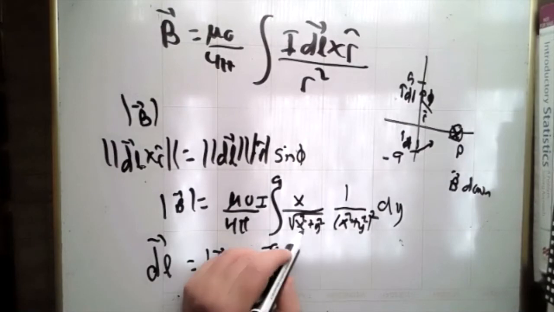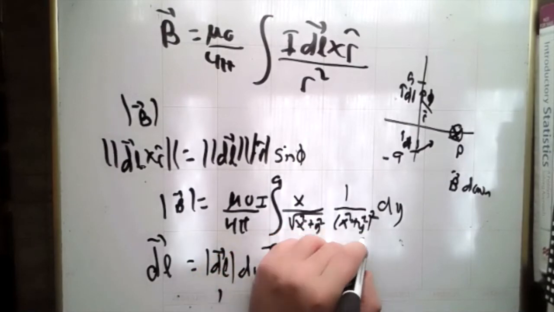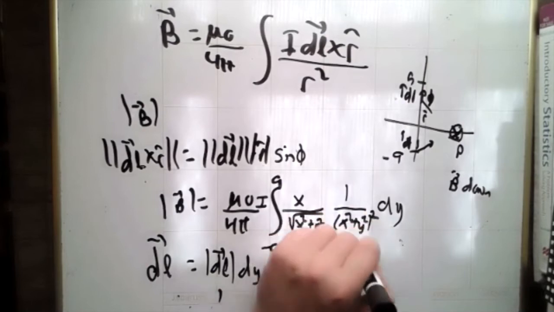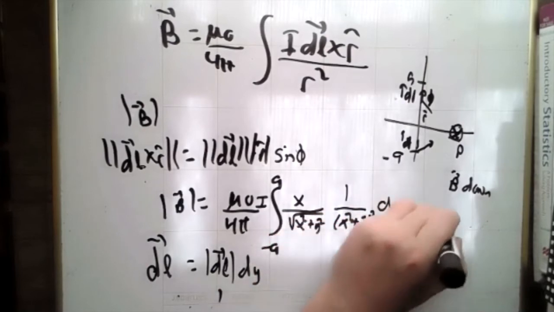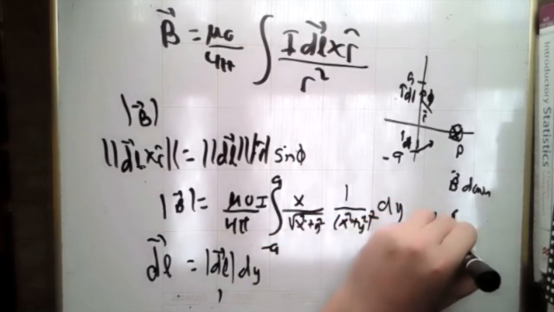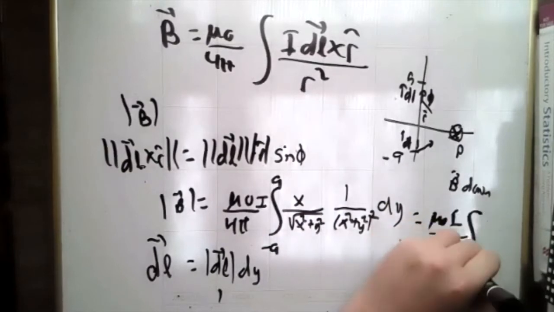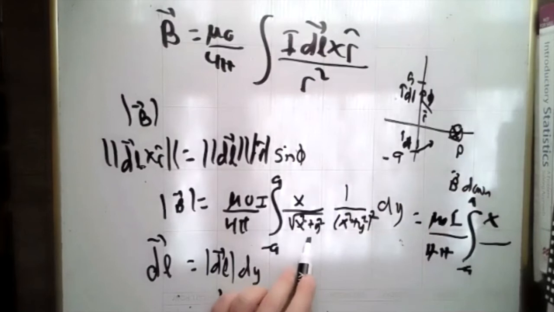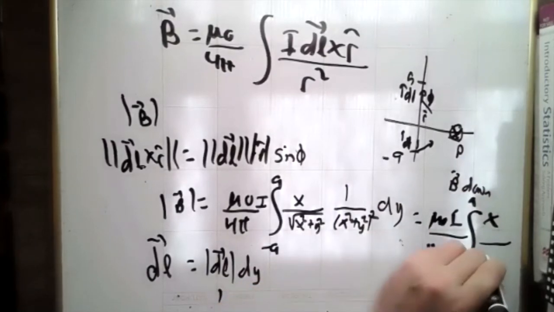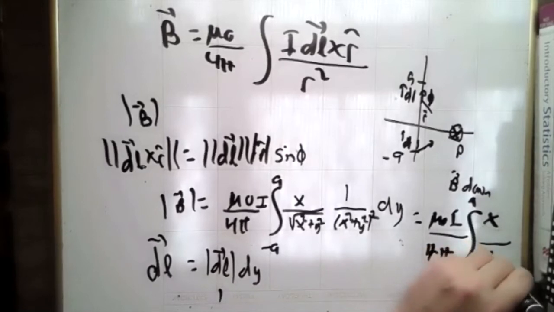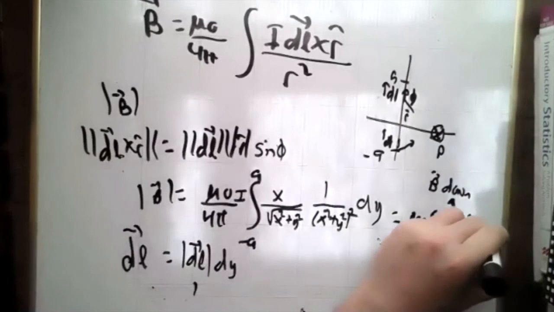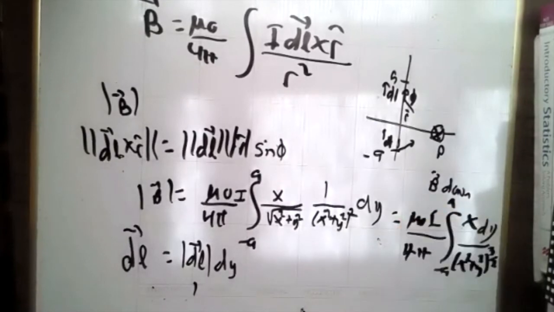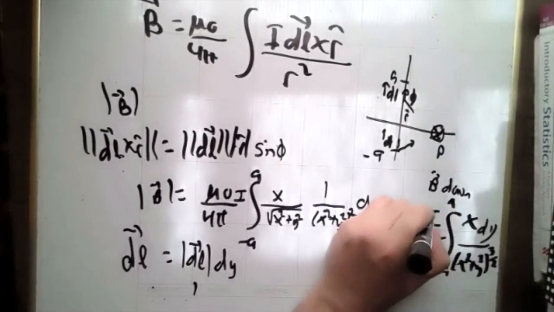Okay, now square root of x squared plus y squared times another 2 of those, mu naught I over 4 pi, negative a to a will be, I have that's 1 square root and 2 more square roots. That will be x squared plus y squared to the 3/2 power. So this is the integral I have to do.